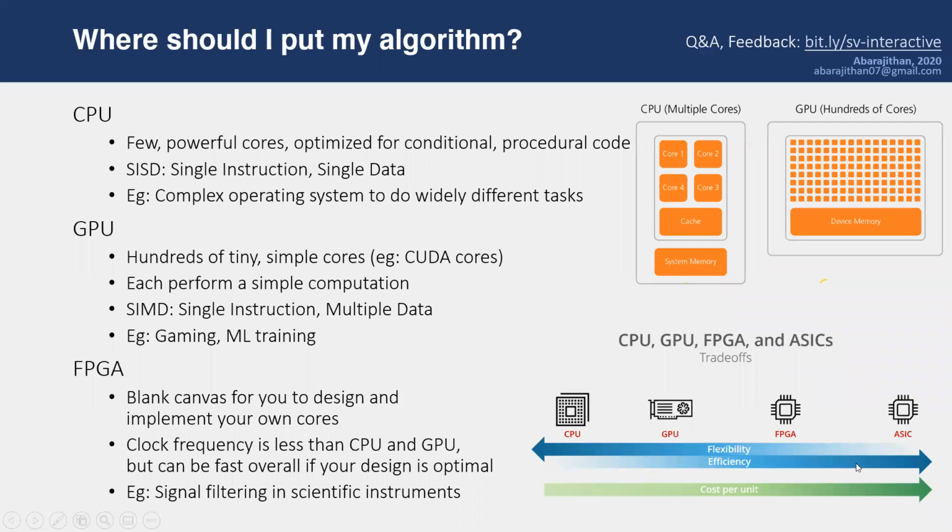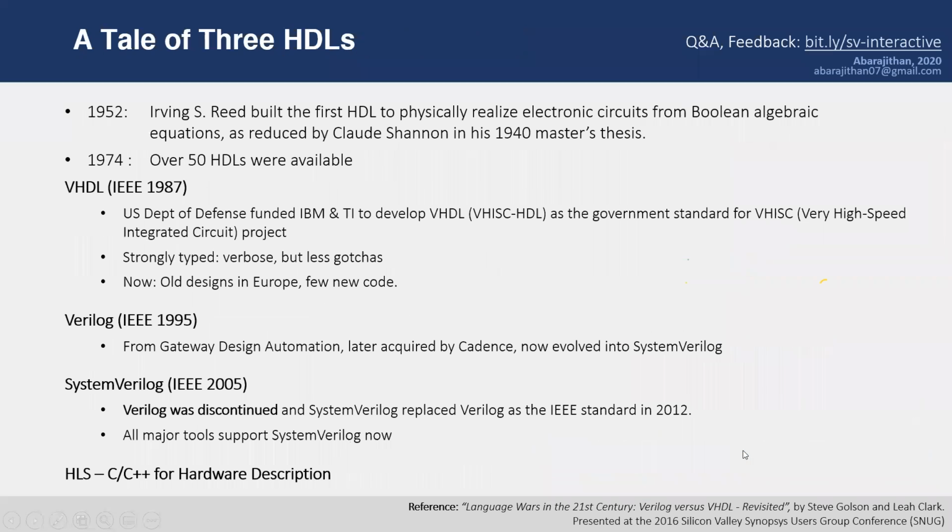In terms of efficiency, the ASIC is the most efficient, the FPGA is second, and the GPU is next, like that. Then cost per unit: ASICs are much cheaper if you are making millions of copies. A million ASICs are cheaper than a million CPUs. So that's the idea.